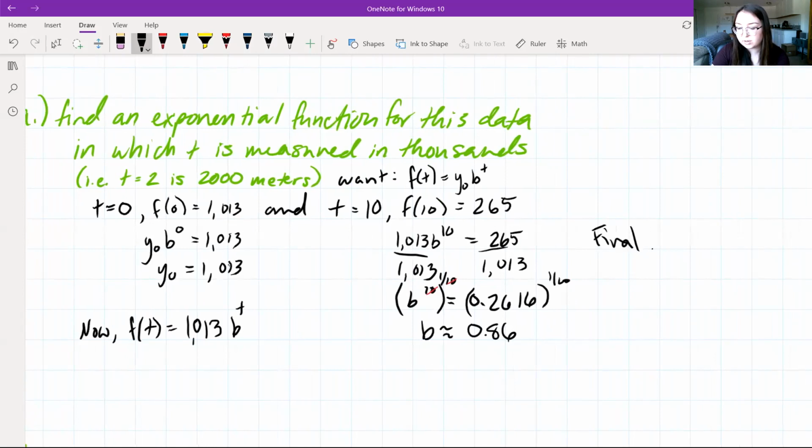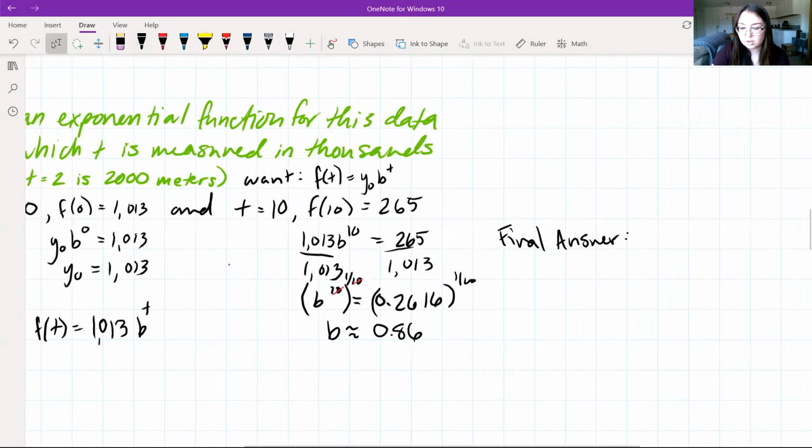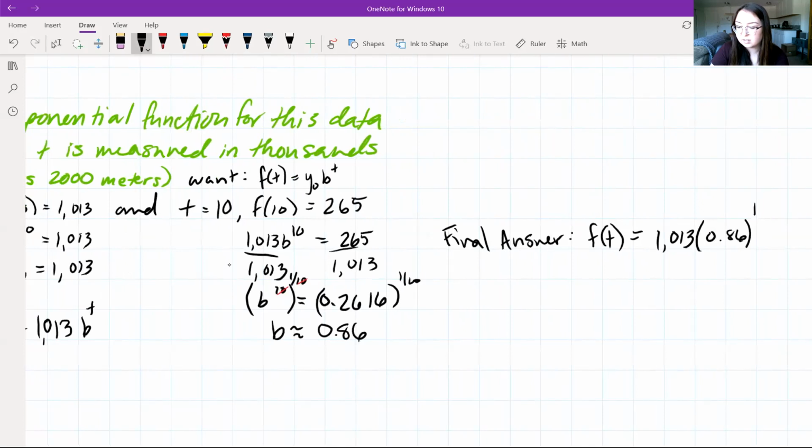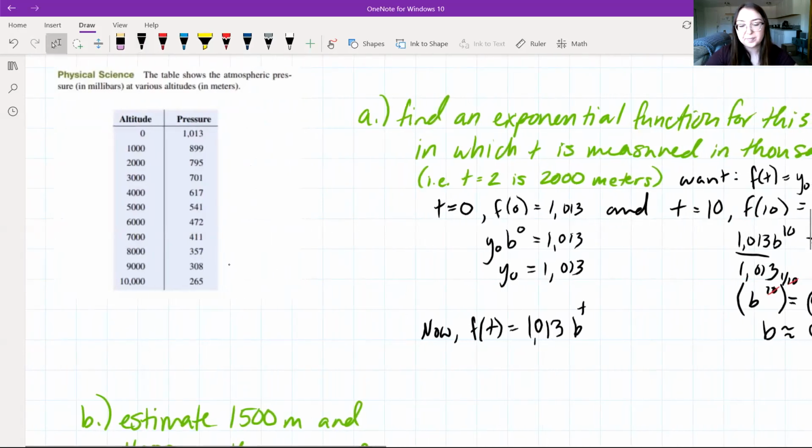Putting this information all together, we should get the f of t, old habits die hard, f of t is equal to 1,013 times 0.86 to the t power. And there's our final answer. That is our final equation for our chart over here.